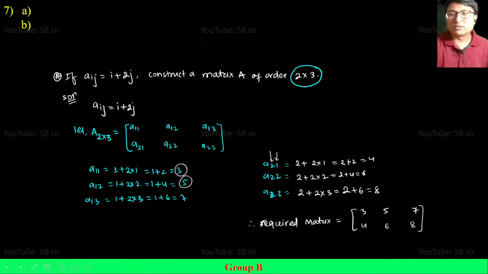Like question number 7b, different kinds of questions might be asked there to find the value of A plus B transpose, AB transpose, BA transpose. A lot of questions might be asked.